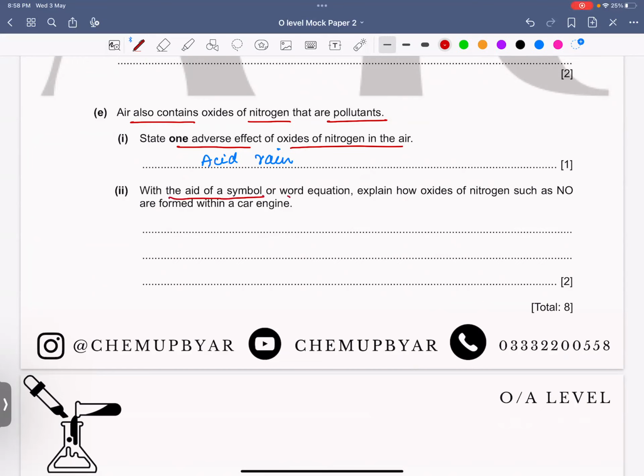With the aid of a symbol or a word equation, explain how oxides of nitrogen such as NO are formed within the car engine. So it's very easy. There is nitrogen in the air because the car engine takes the air inside to combust the petrol. Due to high temperature, that nitrogen reacts with the oxygen to form nitrogen oxide. And why is this reaction occurring? Because of high temperature. Is this clear to everyone?